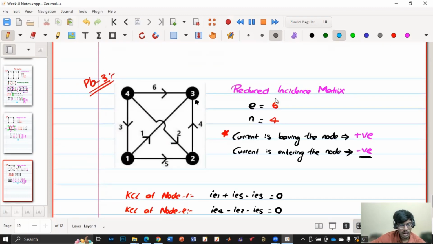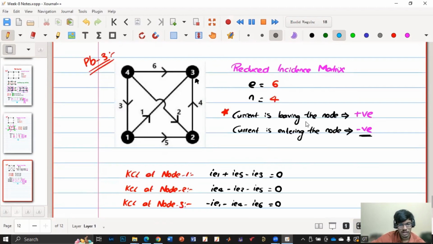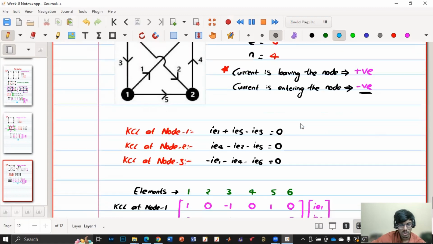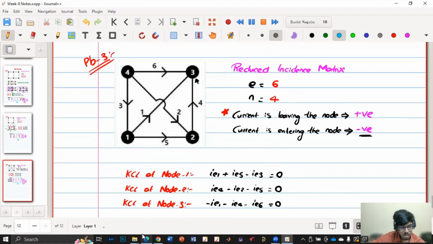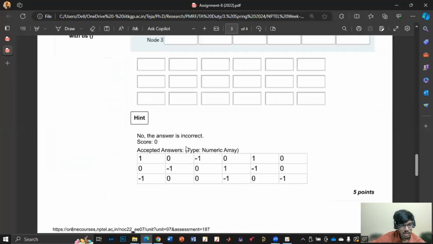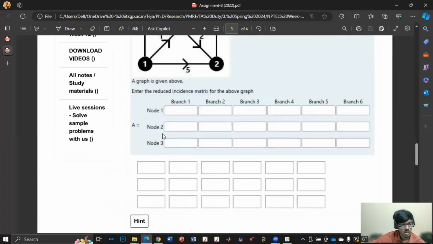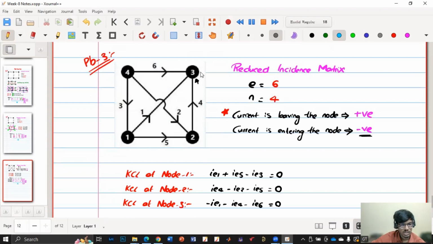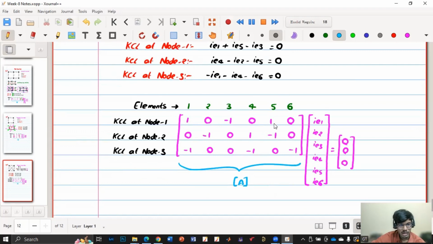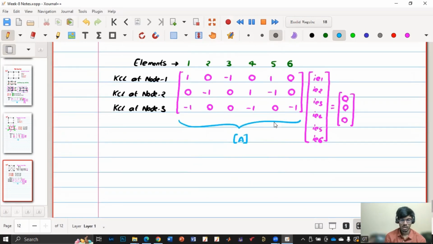Now in the case of the A matrix, it is very simple. Current, if it is leaving the node, is positive, else it is negative. Apply KCL at the nodes that they have specified. Here they could have also specified 1, 3, 4. Then you have to write 1, 3, 4 only. 3 nodes only, because one node is redundant. For whichever 3 nodes they have specified, you have to apply it for those only. They have said 1, 2, 3, so we have applied it at 1, 2, 3, and then we got the A matrix. So yeah, this is all about graph theory.